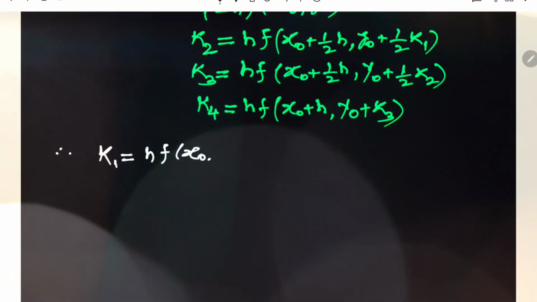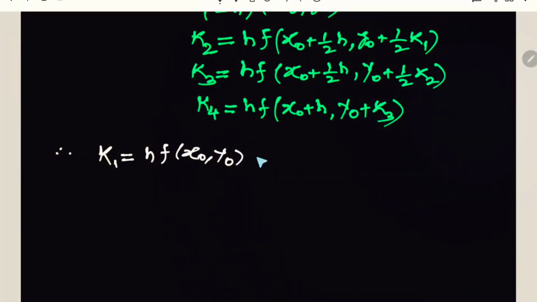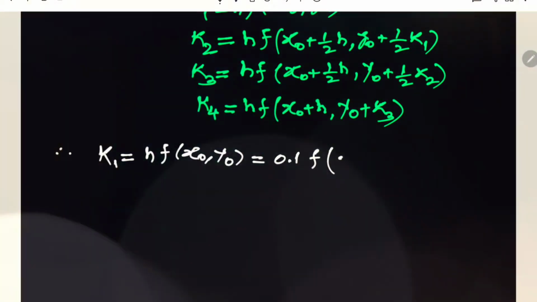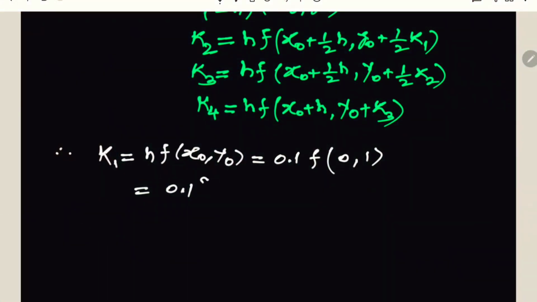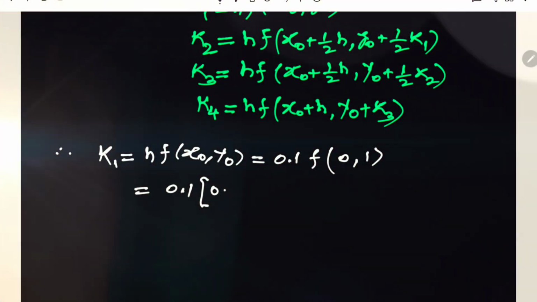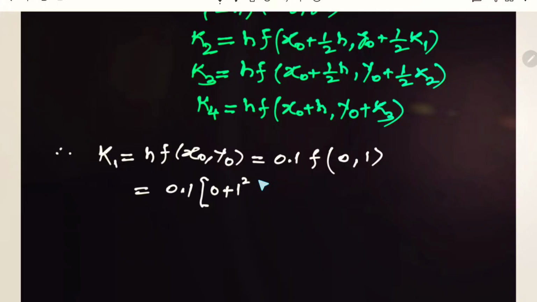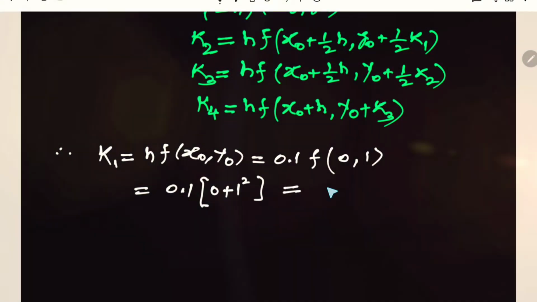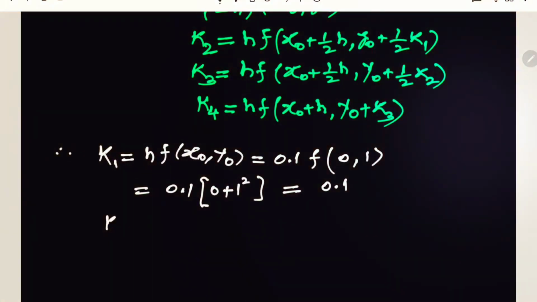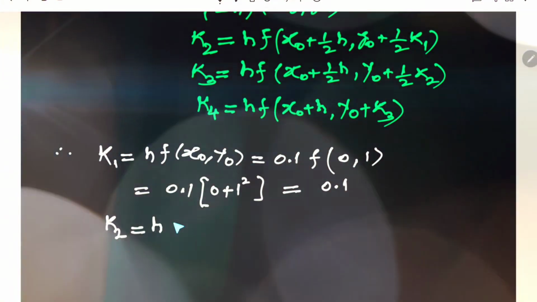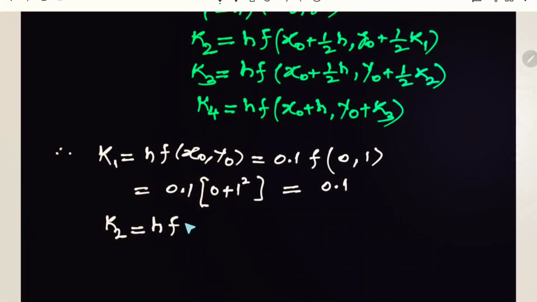k1 is obtained by h into f of x0 y0. We substitute the corresponding values. h is 0.1, x0 is 0, and corresponding y0 is 1. And then as per the given differential equation, f of x y is x plus y square. Here it becomes 0 plus 1 square, nothing but 1, into 0.1, which is 0.1. That is the value of k1.